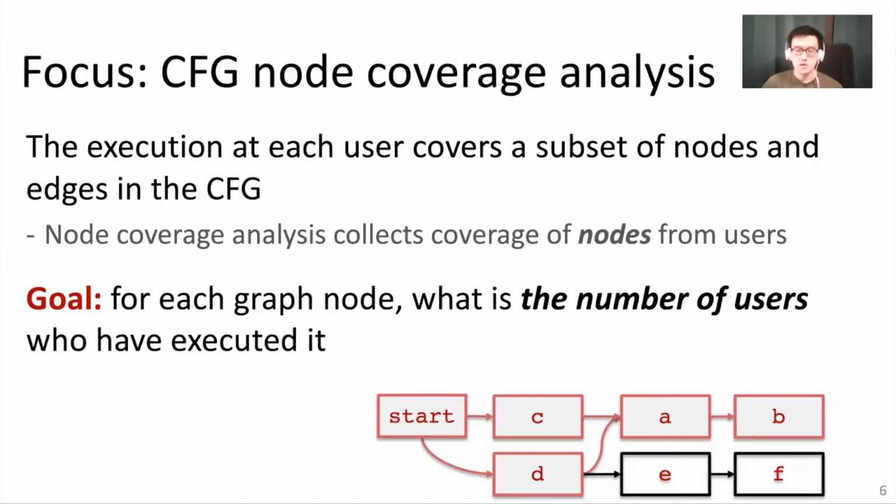Our analysis goal is, for each node in the control flow graph, to find out the number of users who have executed it. This is a very simple and fundamental analysis. For example, it can be used to find what nodes are popular across all users.